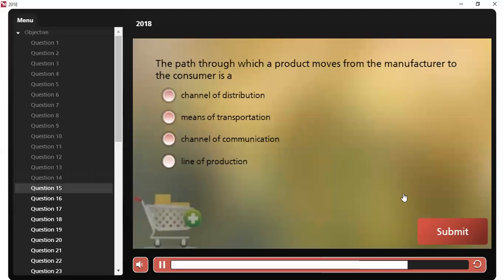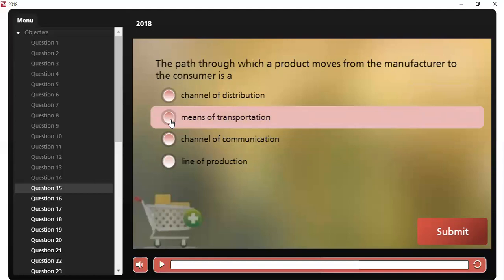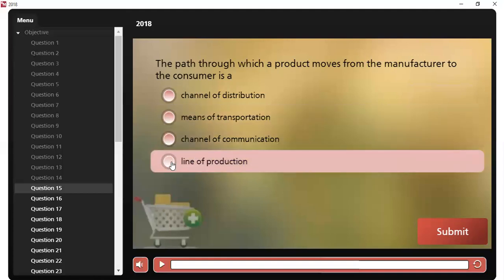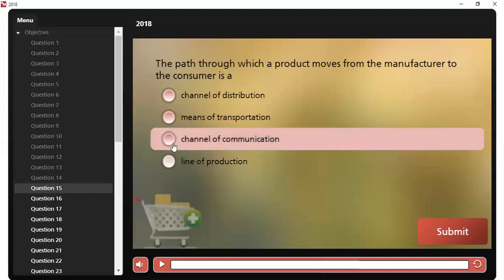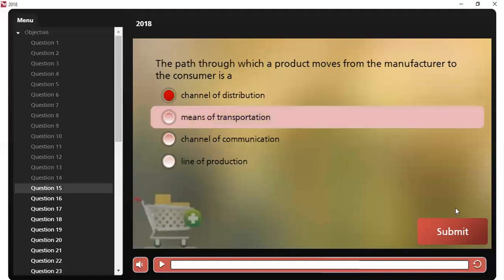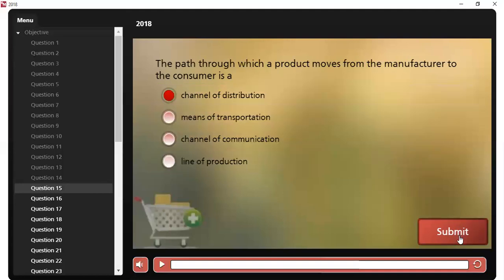Question 15. The path through which a product moves from the manufacturer to the consumer is A. Channel of distribution. B. Means of transportation. C. Channel of communication. D. Line of production. Well, the right answer has to be channel of distribution, A.